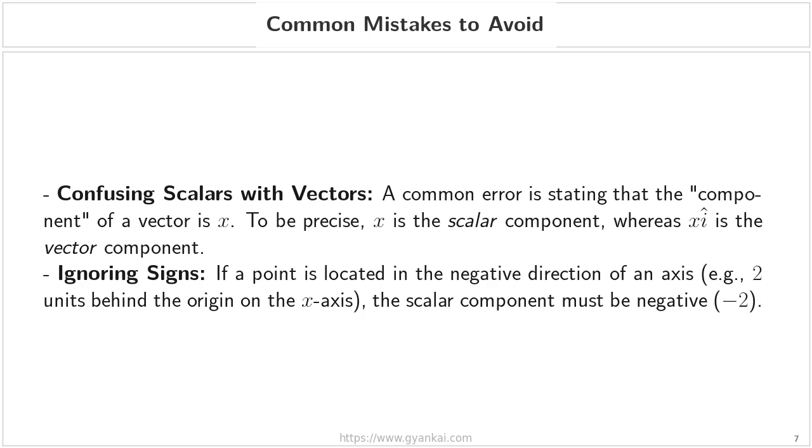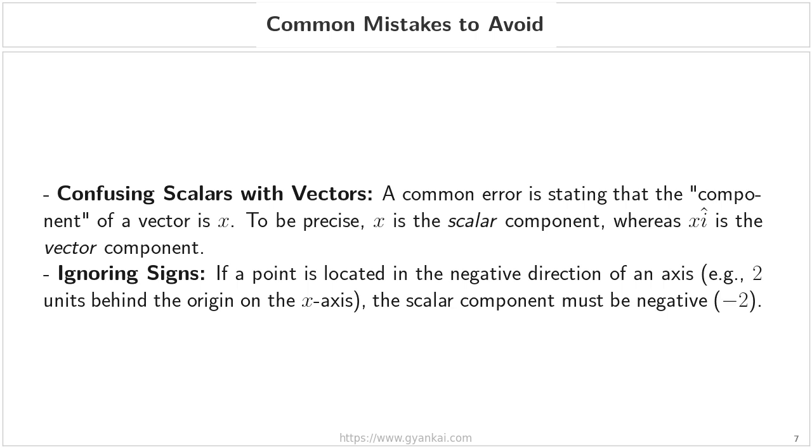Second, please be careful not to ignore your signs. When we are working in 3-dimensional space, direction is everything. If a point is located in the negative direction of an axis, for instance, if a point is 2 units behind the origin on the x-axis, your scalar component must be negative 2.